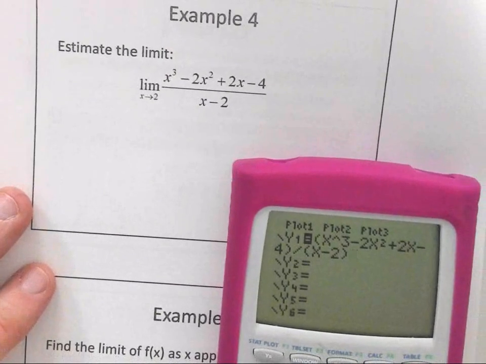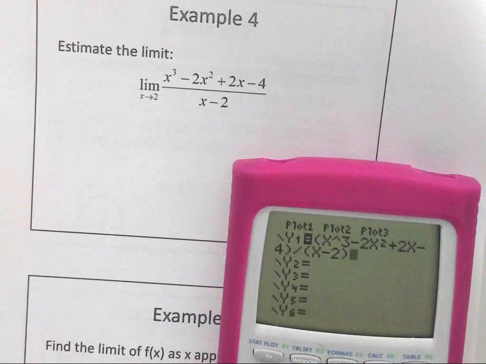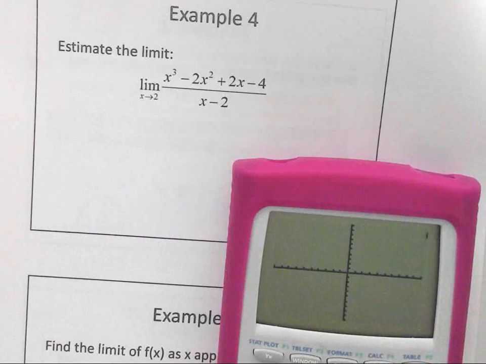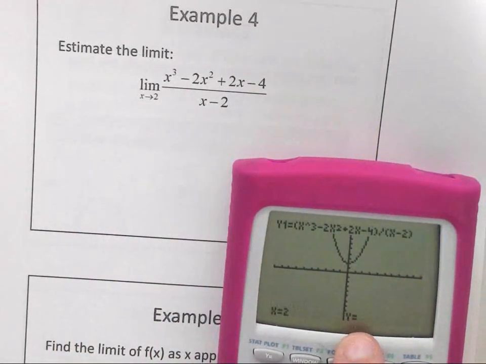Make sure you either make this giant fraction or put parentheses on top and bottom, otherwise it will screw up. Now when I graph it, I'm going to look at what happens when the x is 2. So I'm going to trace this, and I'm going to go to 2. Well, 2 does not exist, which we knew that. So then I'm going to look really close to that.